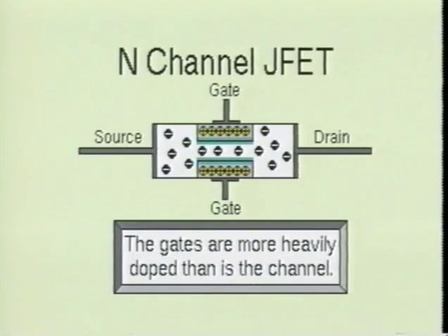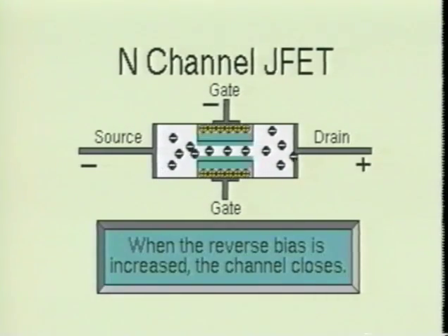The channel of the transistor is more lightly doped than the gate sections. This causes the depletion region to penetrate deep into the channel when the device is reverse biased. Since the depletion region is depleted of majority charge carriers, it behaves as an insulator. When the reverse bias is increased, the channel through which the charge carriers flow is made more narrow. This results in an increase of the effective resistance of the JFET device.